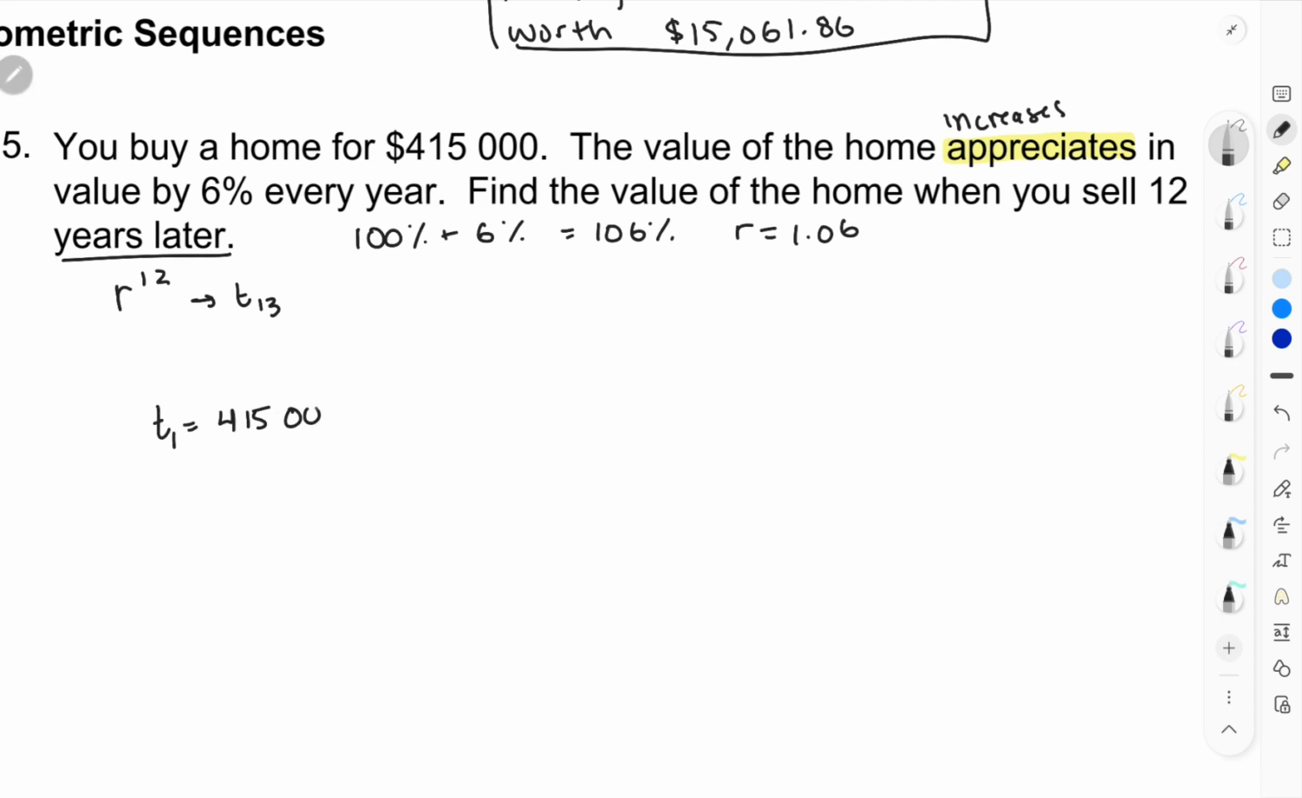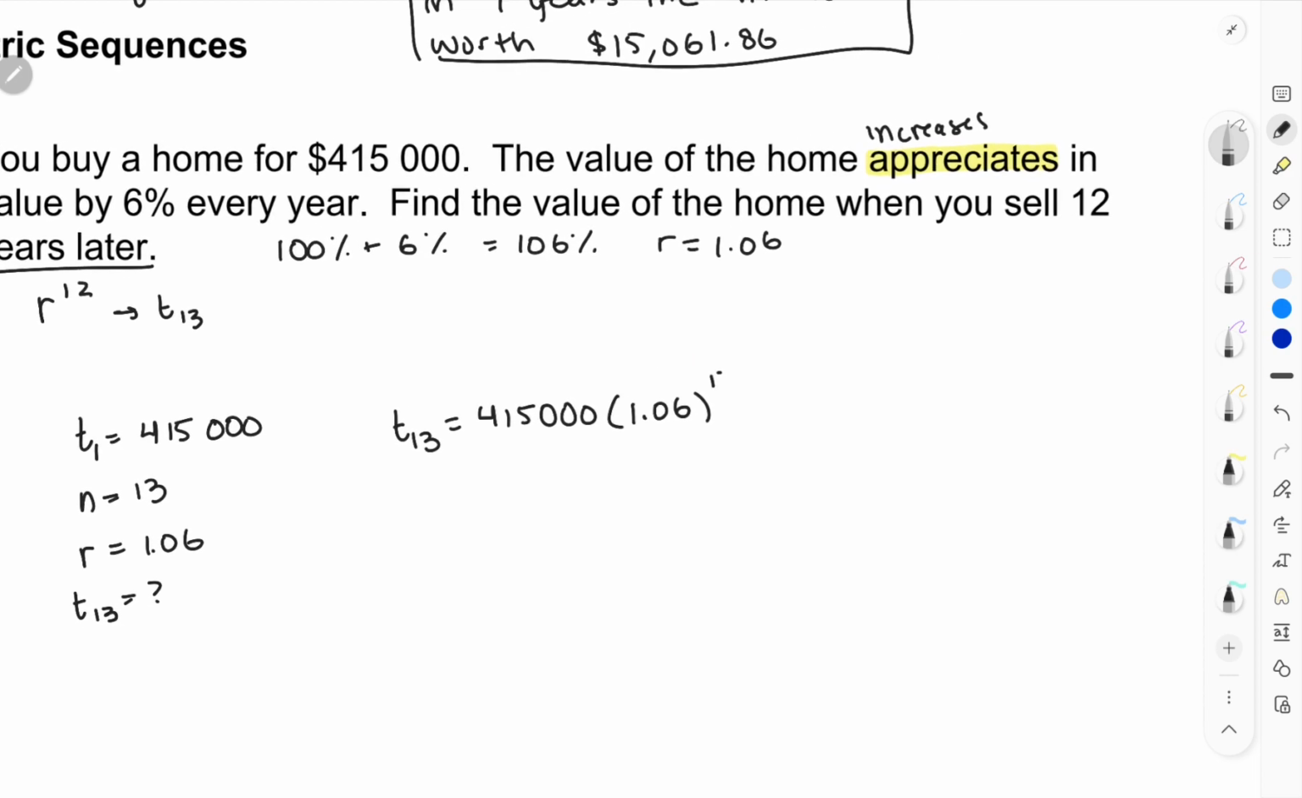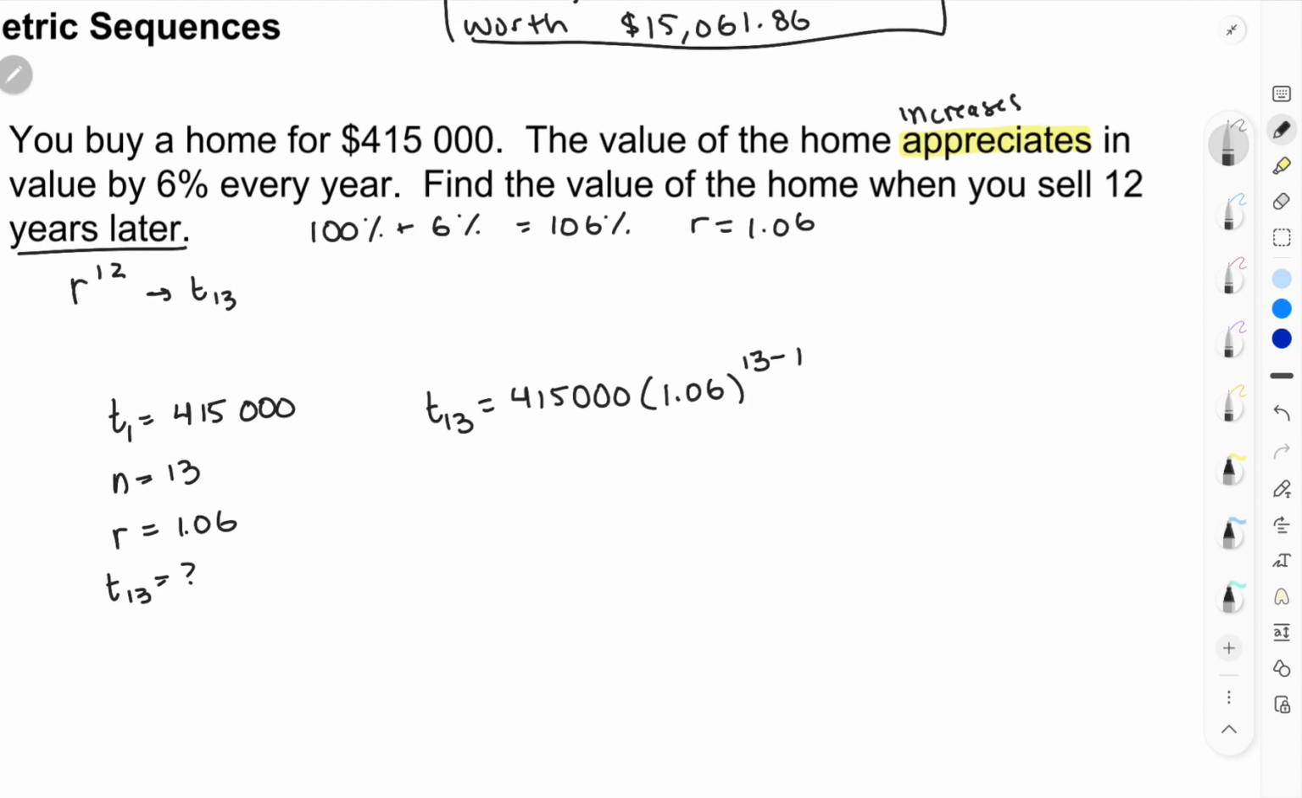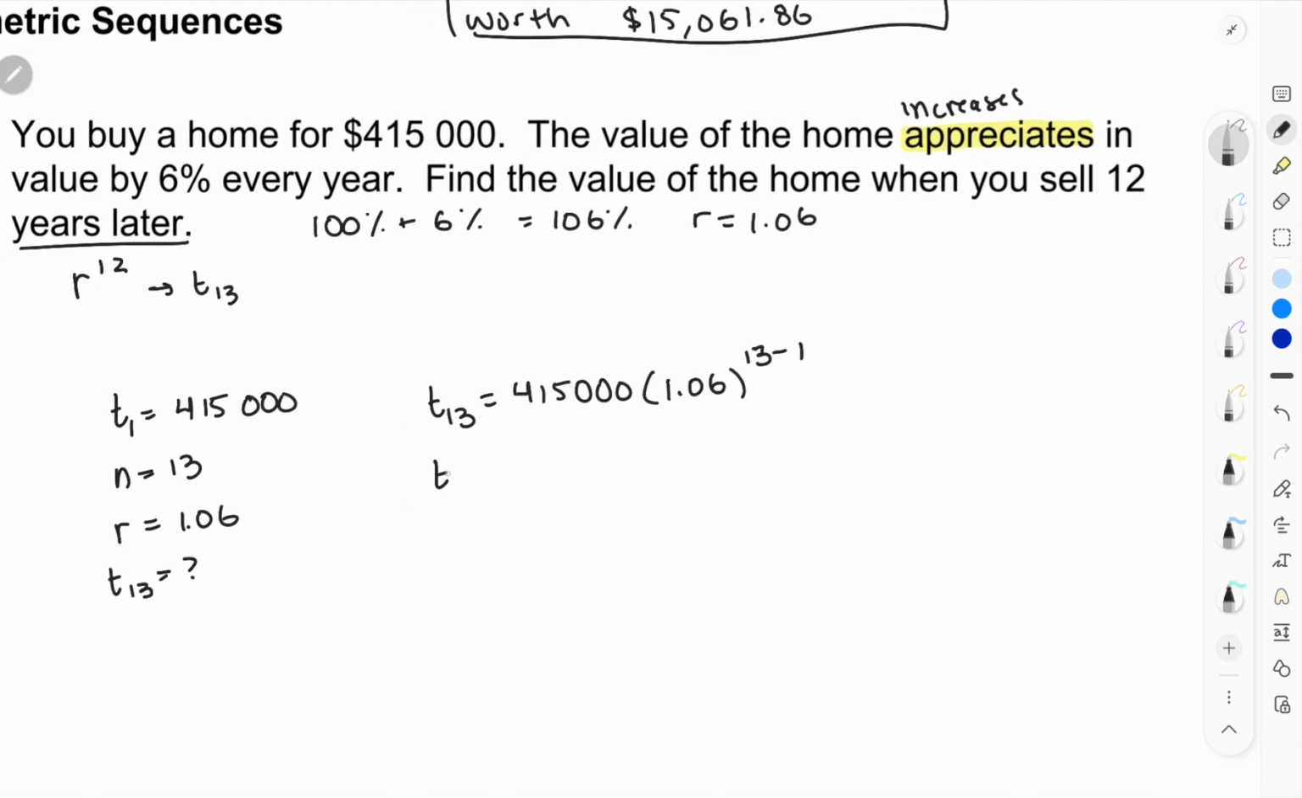So T1, $415,000. N is going to be 13. R is going to be 1.06. And T13 is what I'm looking for. So my first term, and I see that increase in value, 1.06. I see that happen 12 times, right? 12 years later means including year 0 when I moved into the house.